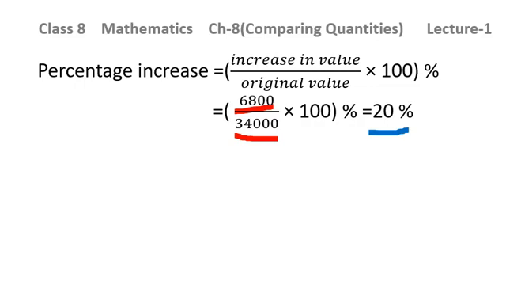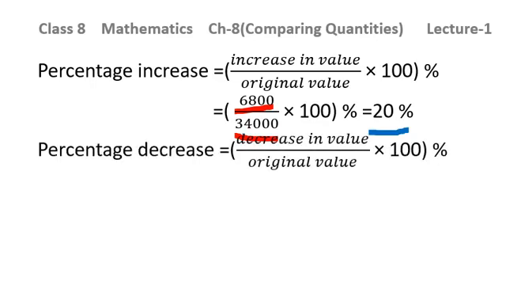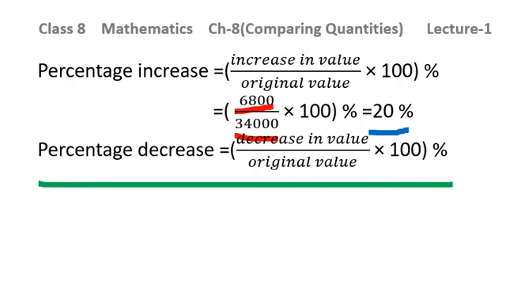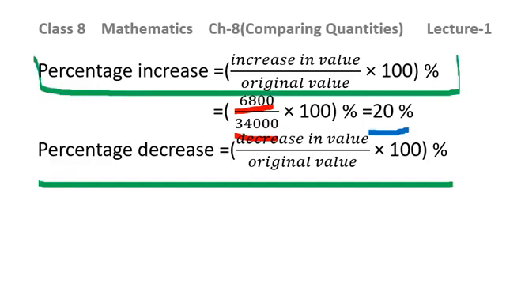Now let us see the percentage decrease formula. Decrease in value over original value into 100%. If we need to find the percentage decrease, then we will use this formula, that is decrease in value over original value into 100%. Mainly these are the formulas which you need to remember. This is the formula to find the percentage decrease, and the other is the percentage increase formula, increase in value over original value into 100%.